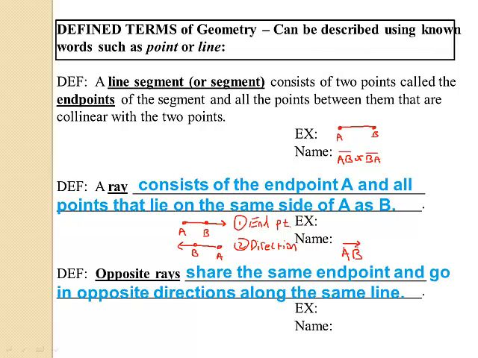Next thing is an opposite ray. Opposite rays share the same endpoint and go in opposite directions along the same line. So that means they have to share the endpoint. So I'm going to do my example here. If I draw a line and I have A, B, and C, there's my example. And I could have, it's the same exact way as a ray. So one would be, your starting point would be B, or your ending point.